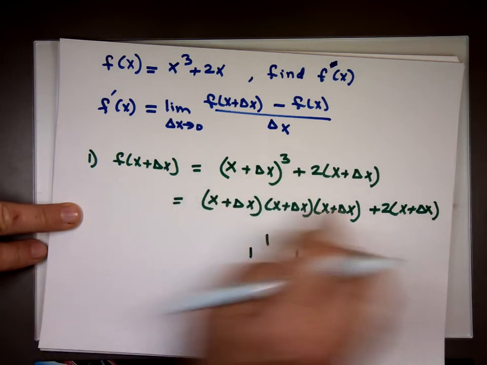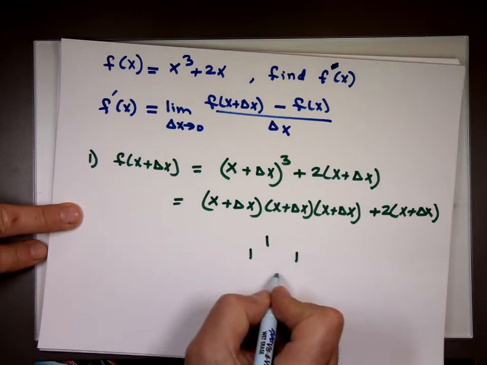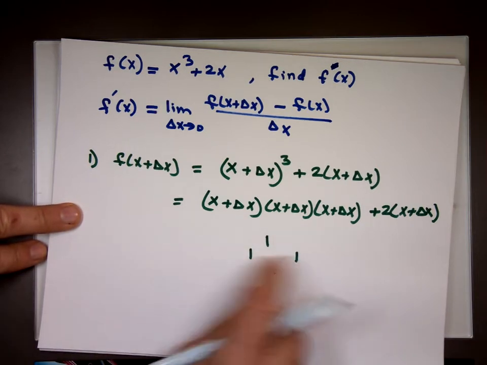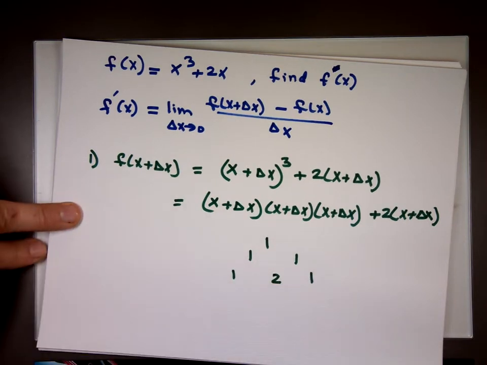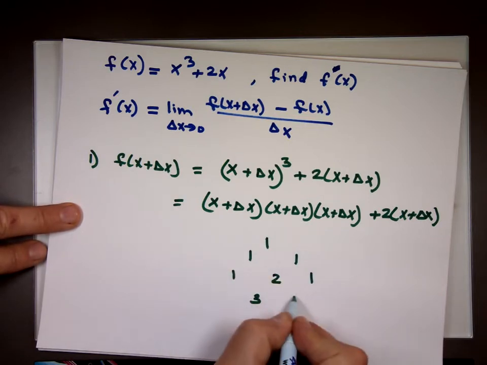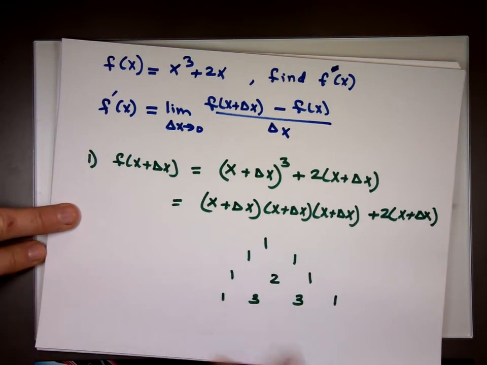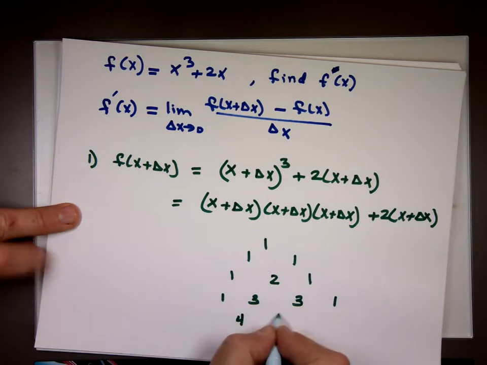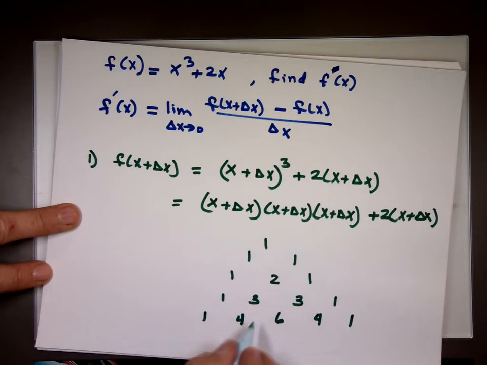I can use Pascal's triangle, sure, instead of multiplying that out. You know what Pascal's triangle is? If you don't want to multiply it 3 times, start with a 1, 1, and 1. What's 1 plus 1? 2, and 1's on the outside. If you've never seen this before, this is actually cool. 1 and 2 is 3, 2 and 1 is 3, 1's on the outside. 1 and 3 is 4, 3 and 3 is 6, 3 and 1 is 4, 1's on the outside. 1 and 4 is 5, 4 and 6 is 10, 6 and 4 is 10, 4 and 1 is 5, 1's on the outside.